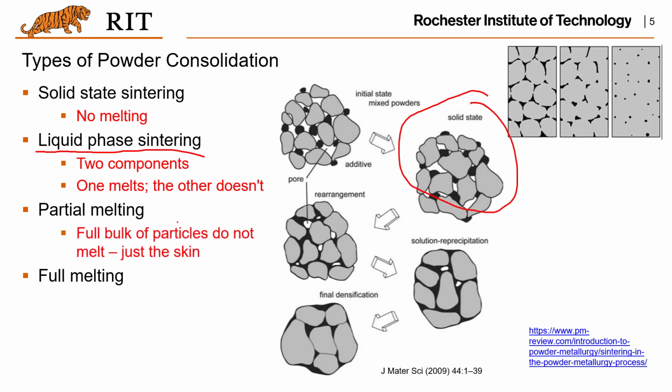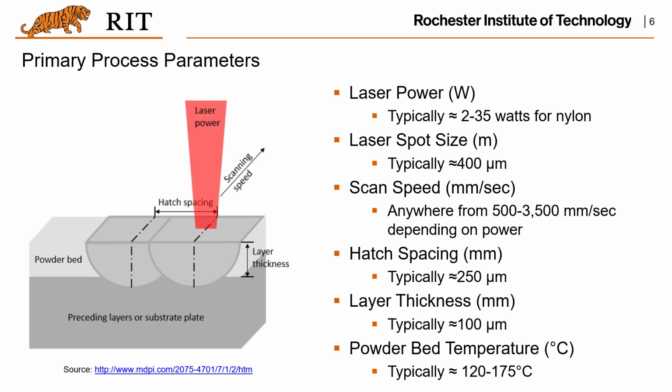The third one is partial melting. Not the full bulk of the particle melts, only the skin of the surface melts. And the last one is full melting. For this kind of consolidation, the final part will be close to a full density part.